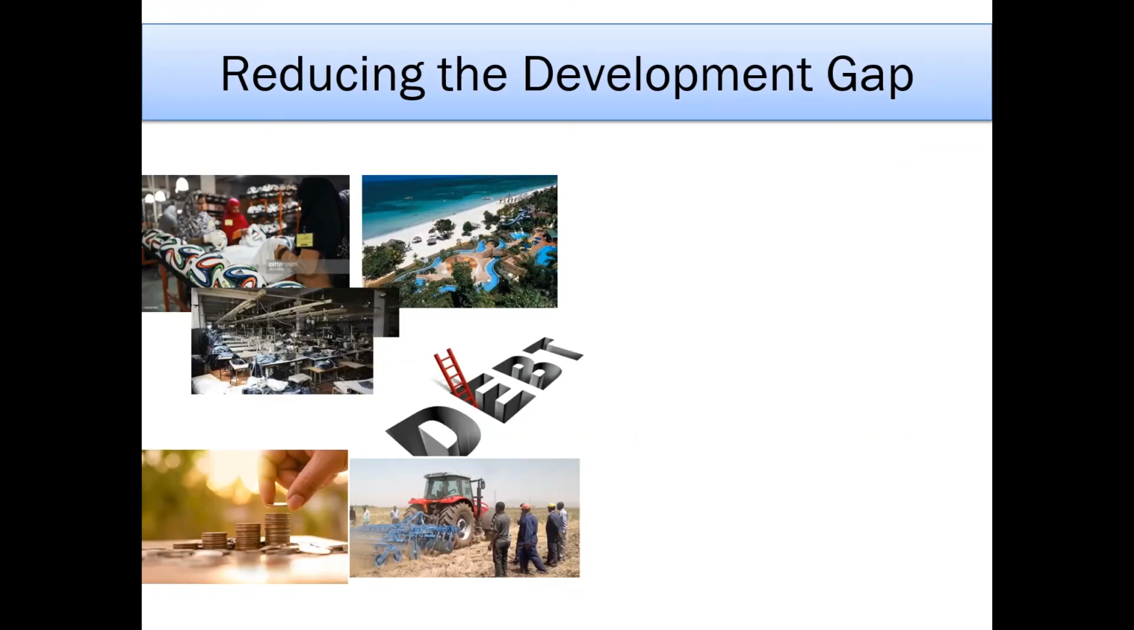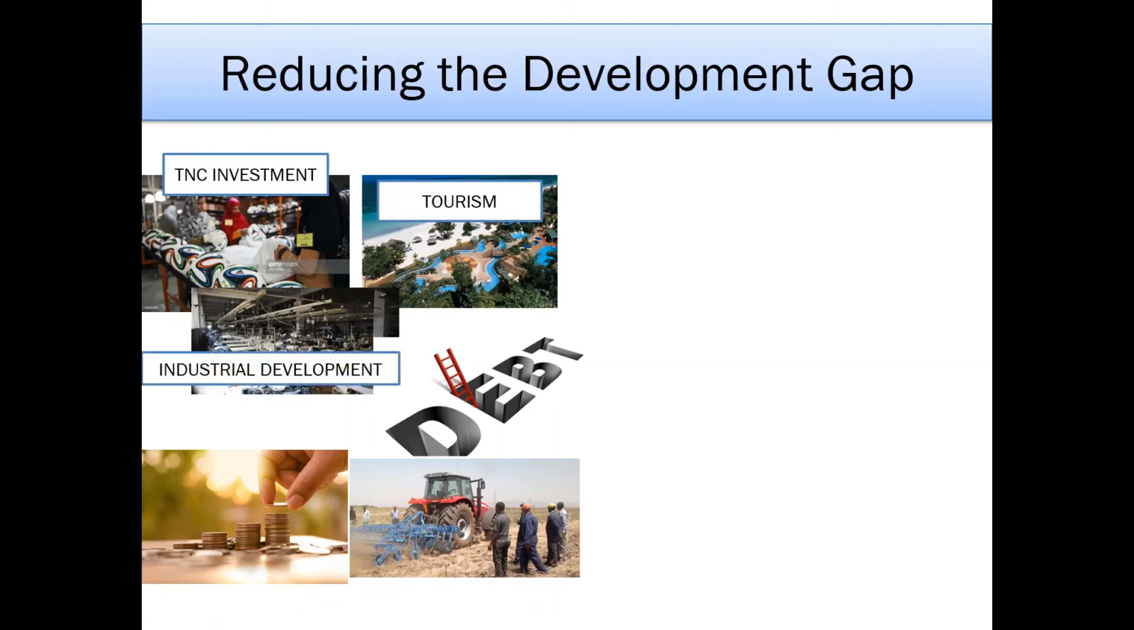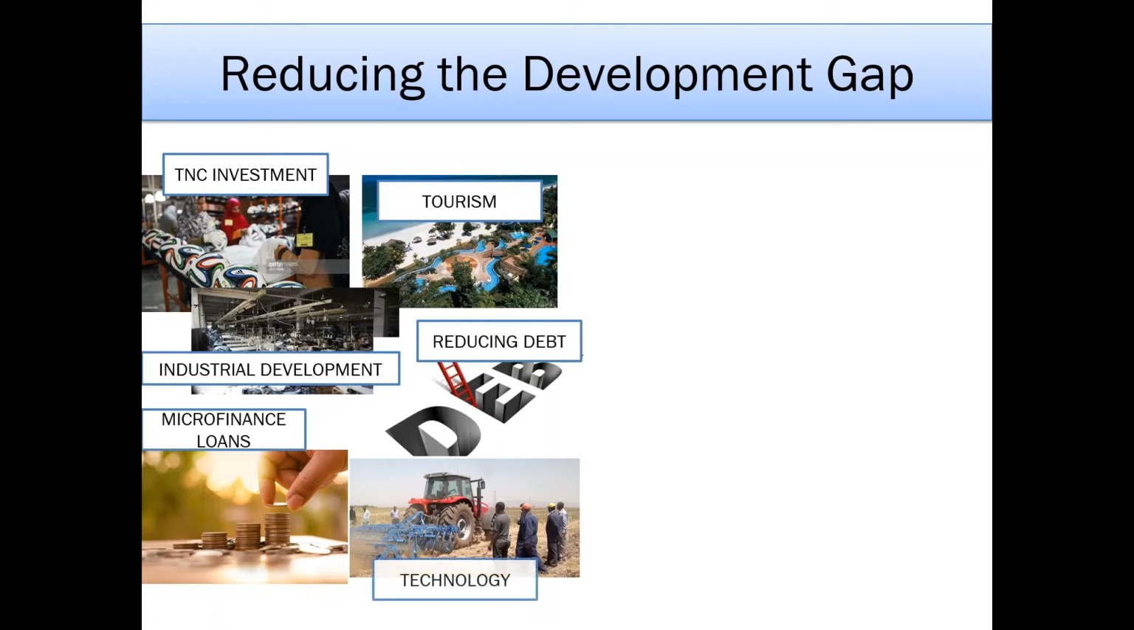So that brings us on nicely to our ways that we can reduce that gap in development. And these link to our strategies of bottom up and top down. Now the strategies we're going to look at are TNC investment, we're going to look at tourism, we're going to look at industrial development, reducing the debt, microfinance loans, and finally technology. Now, these are the 6 ways that we can reduce the gap within a country.